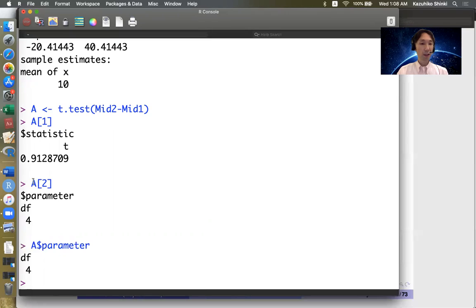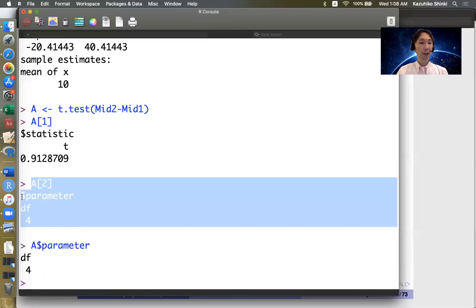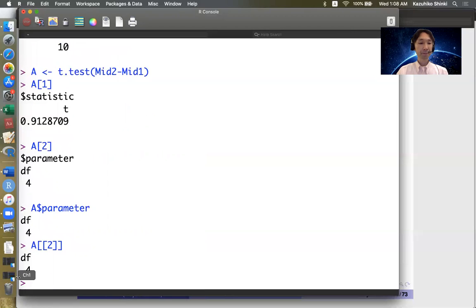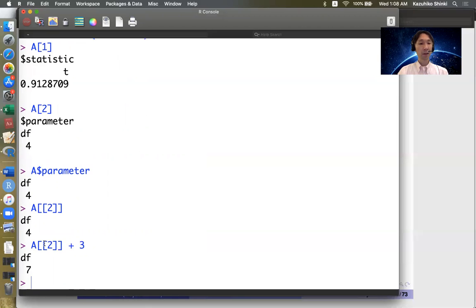But actually, the object still includes some name for this value. So if you want to get this 4 only, then we can get it by double bracket. Then you can deal with it as a usual number. Okay, so this is a statistical procedure, and later in this course we will discuss more complicated functions.